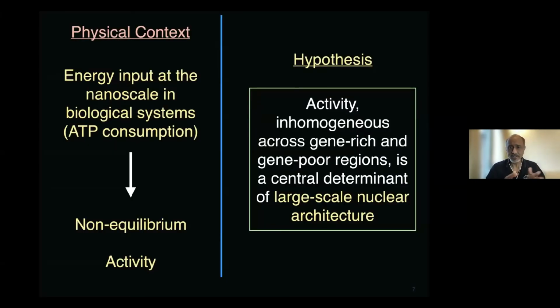So the physical context here is that this is an active system. An active system has input of energy at the microscopic scale, the nanoscale in this particular system. And that really occurs through the consumption of a small molecule called ATP. So you have a lot of ATP consumption that happens, and this happens because chromatin is constantly being remodeled, being opened up. There are machines, various machinery, the polymerases that walk along the DNA and make RNA molecules, etc. And all of this contributes to the fact that this is an extremely non-equilibrium system, and activity is at the center of all of this.